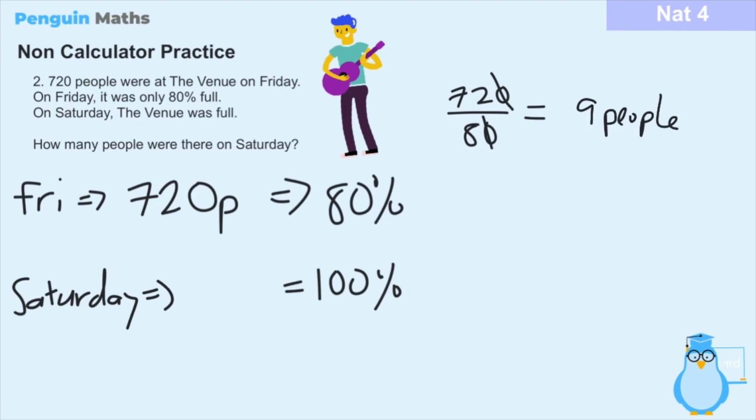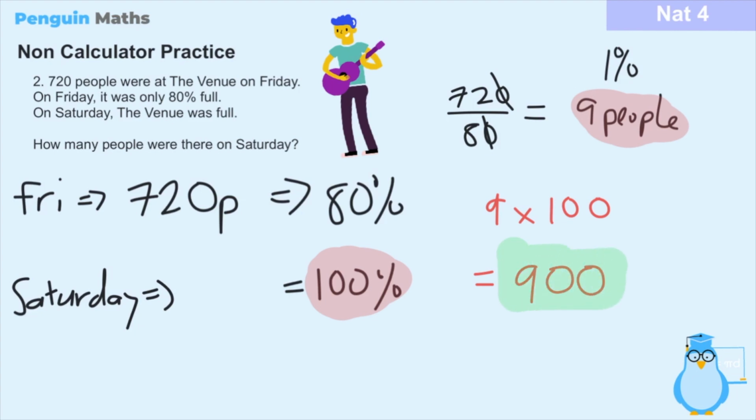So that means this is 1% capacity, but we want 100% capacity. So to get from 1% to 100%, all we can do is multiply the 1%, so 9 people, by 100. So if we say 9 multiplied by 100, that's going to give us our answer for the amount of people that were there on Saturday night. So we had 900 people at full capacity. So again, all we did to get that was we divided the 720, which was 80%, by 80 to get 1%, and once we had that, we multiplied it by 100 to get the 100%.